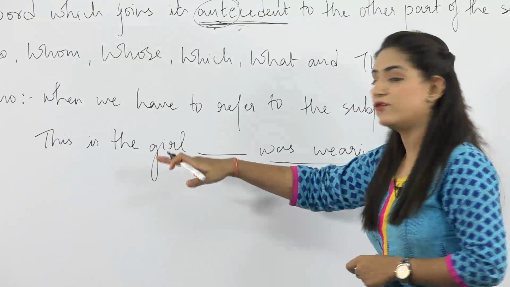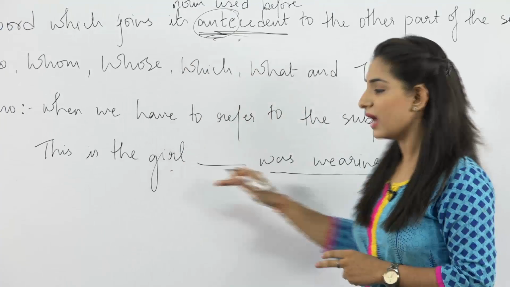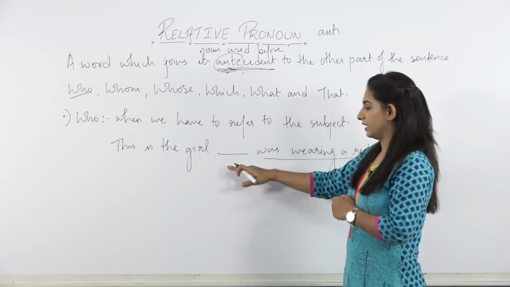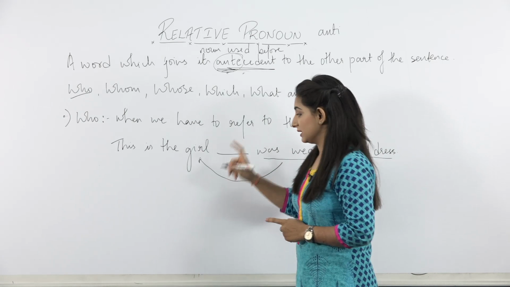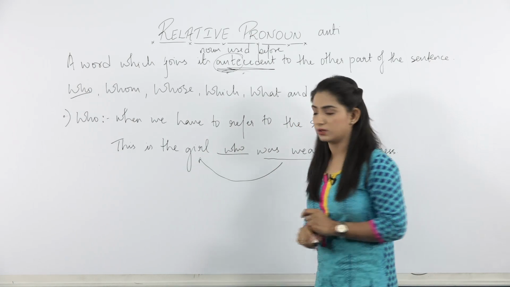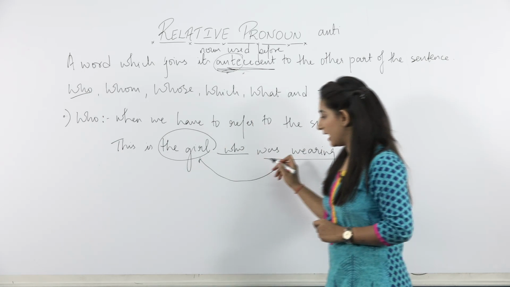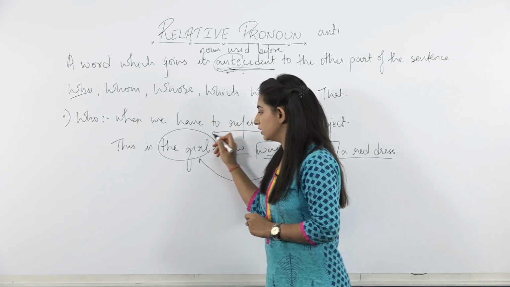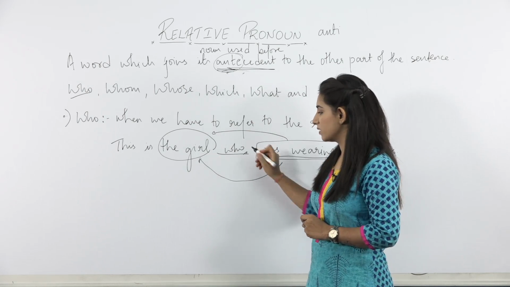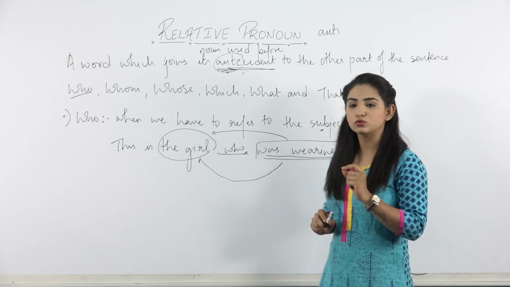Whenever we have a subject, whenever we have a noun, that is the antecedent, and we have a verb after the relative pronoun related to this noun only, in that case we will place who here. Fine. Whenever we have an antecedent and the verb used here is according to the antecedent, in that case we will place who here, right? That means we are referring to the subject.